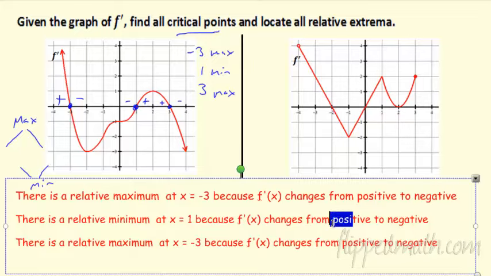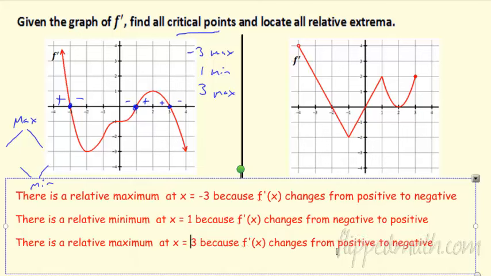So why is it a minimum? It's going from a negative to a positive. Boom, positive. Excellent. And then the last one was back to a maximum, not at -3, but it's at 3. So I can just say, hey, it's a maximum. Why? Because it changes from a positive to a negative.